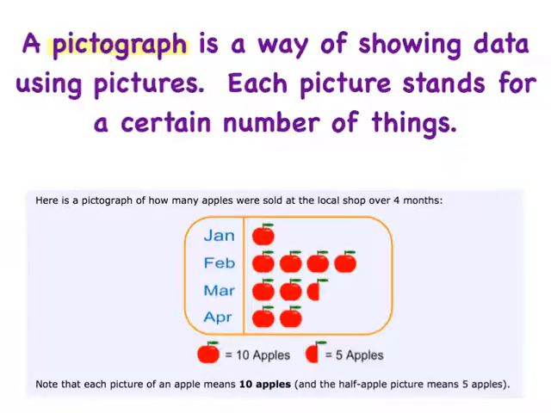A pictograph is a way of showing data using pictures. Each picture stands for a certain number of things. So here's a pictograph of how many apples were sold at the local shop over 4 months.